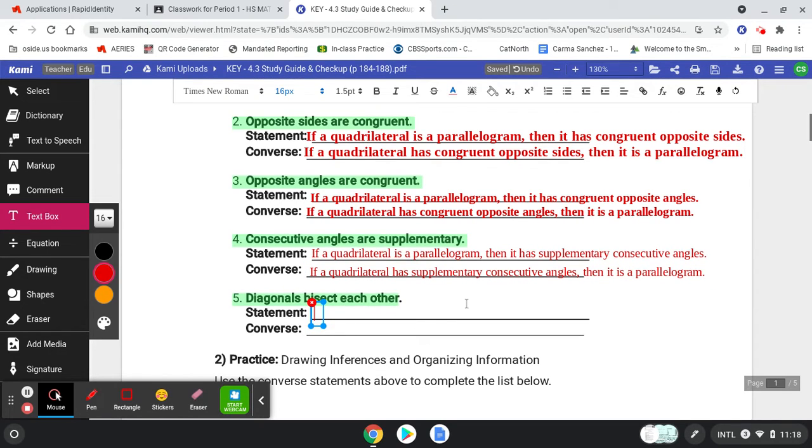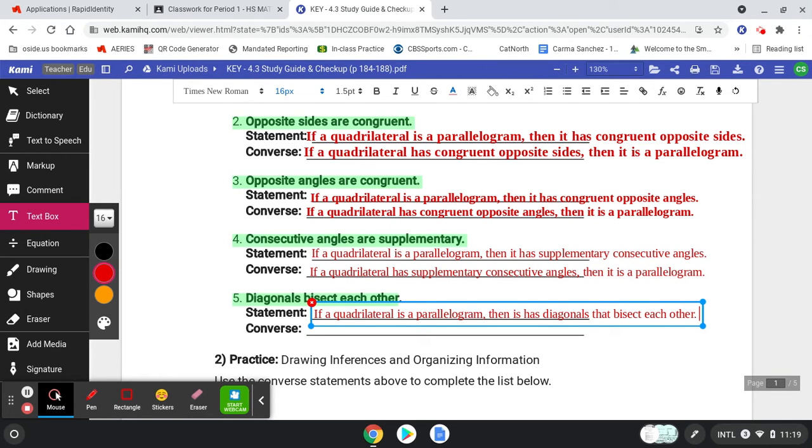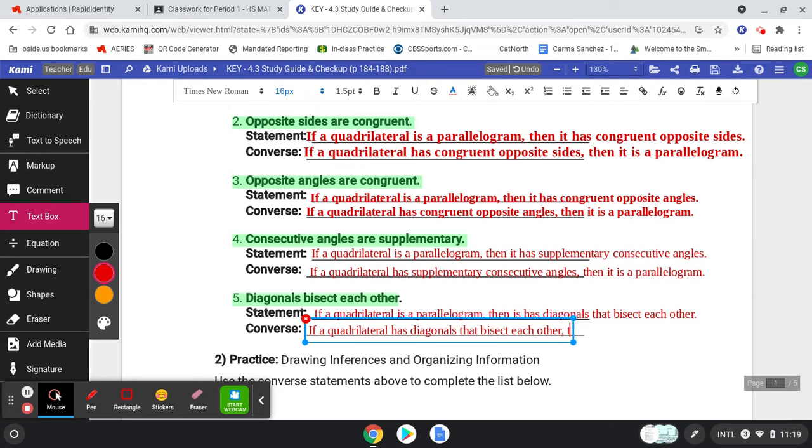And finally, if a quadrilateral is a parallelogram, then it has diagonals that bisect each other. And our converse of that is, if a quadrilateral has diagonals that bisect each other, then it is a parallelogram.